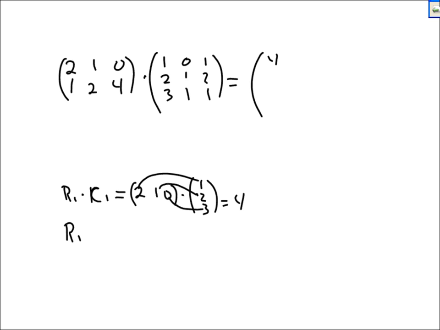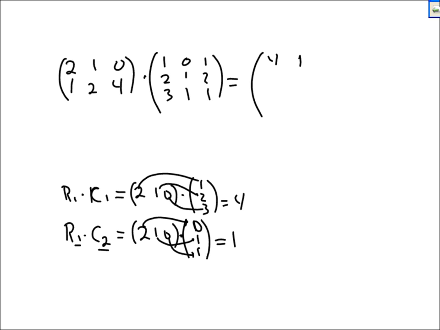Now I do row 1 with the second column, if in fact there is a second column. This is row 1, and I dot it with the second column, and I get 1, because 2 times 0 is 0. 1 times 1 is 1. And 0 times 1 is 0. And 0 plus 1 plus 0 is 1. Row 1, column 2, right here.